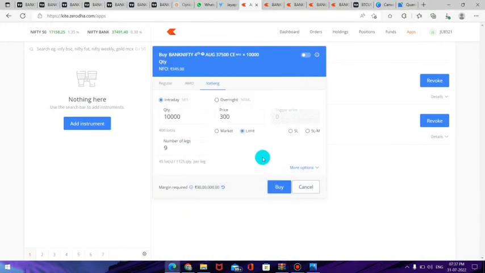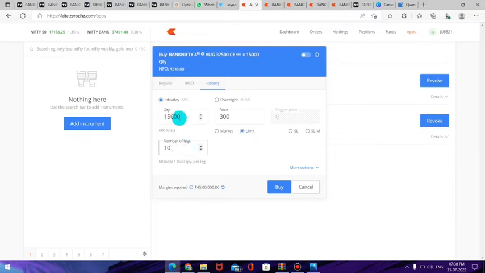Before using this IceBerg order, we need to know more information about it. The first basic thing we need to know is that the maximum number of legs we can use is only 10. More than 10 legs we could not use. For example, if I choose 15,000, I could not divide it and reduce it below the freeze limit of 1200 right now. More than 15,000 quantity, we could not reduce the quantity to 1200. So this is one of the disadvantages here.